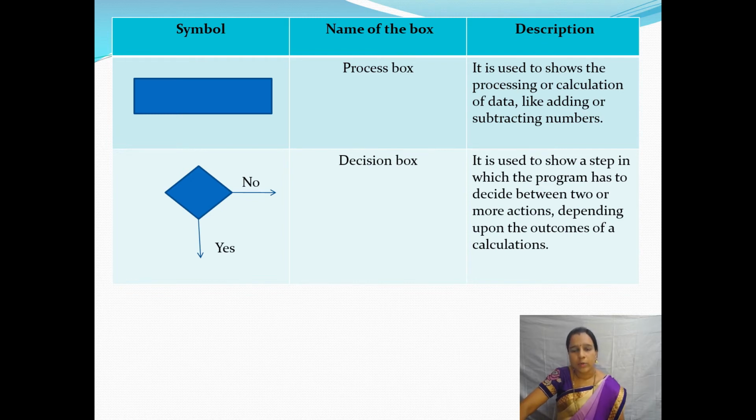The next symbol is the process box. It is used to show the process, and it will also do the calculation of the data, like adding, subtracting, division, everything will be done in the process box. Next, decision making. If it is true or false, it will be shown in this symbol. This is called a decision box. It is used to show a step in which the program has to decide between two or more actions depending upon the outcomes of the calculation. So if we have to take a decision between two or more options, then we use the decision box.